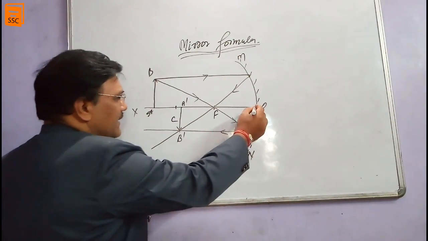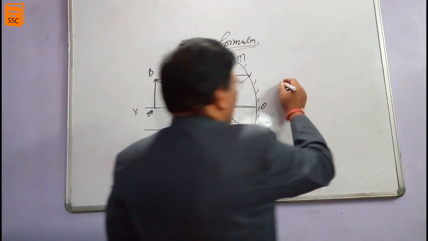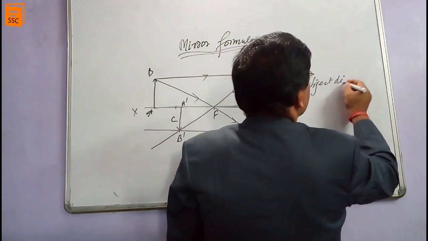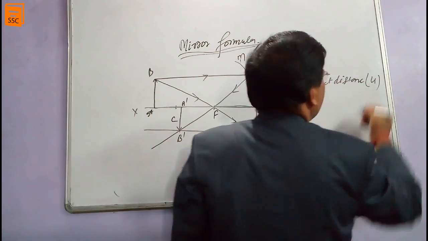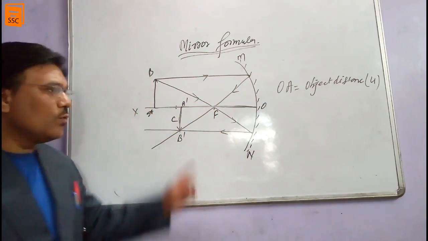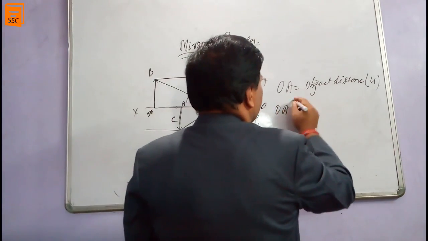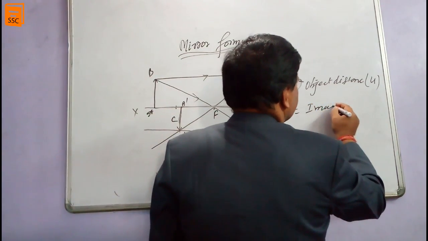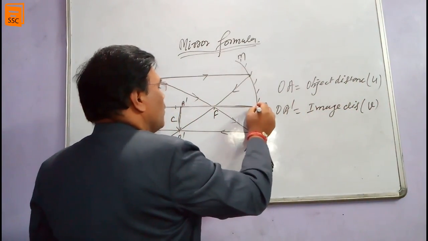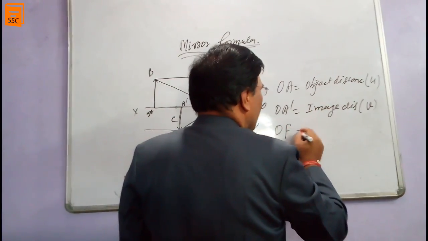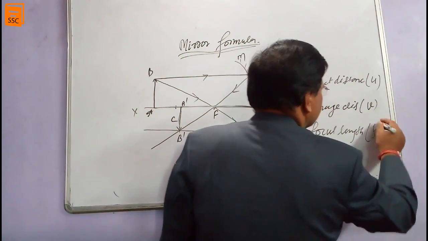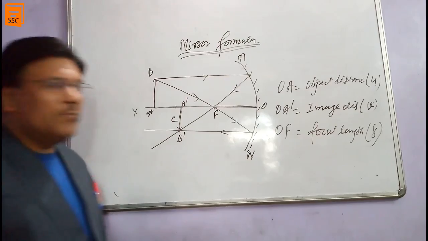We have OA. OA is considered as the object distance, and it is denoted by U. And what is OA dash? Here is the image, so OA dash is considered as the image distance, and it is denoted by V. And what is OF? Earlier we have knowledge: OF is the focal length and is denoted by F. Now, what is the relation between U, V and F?